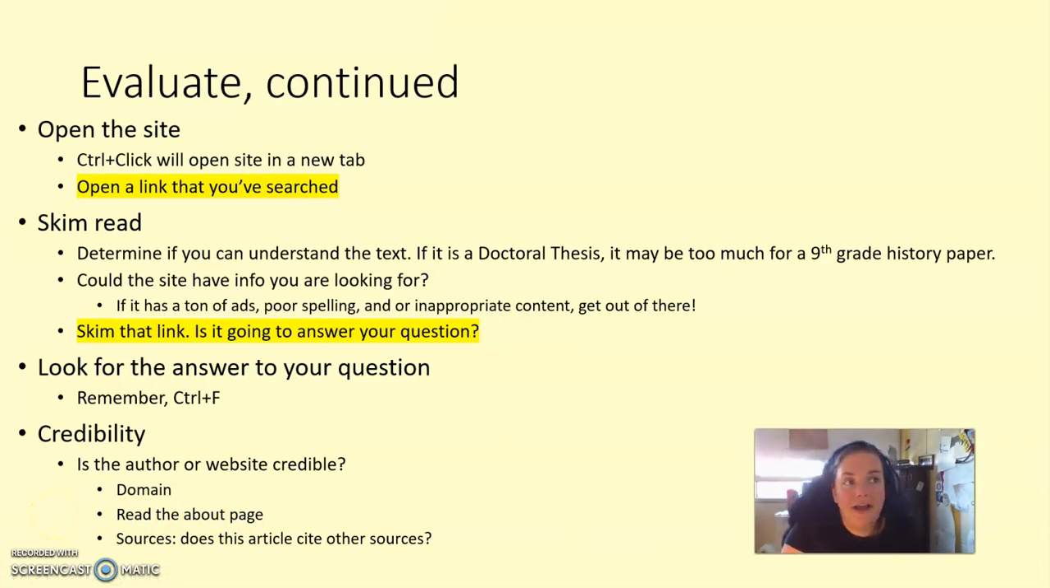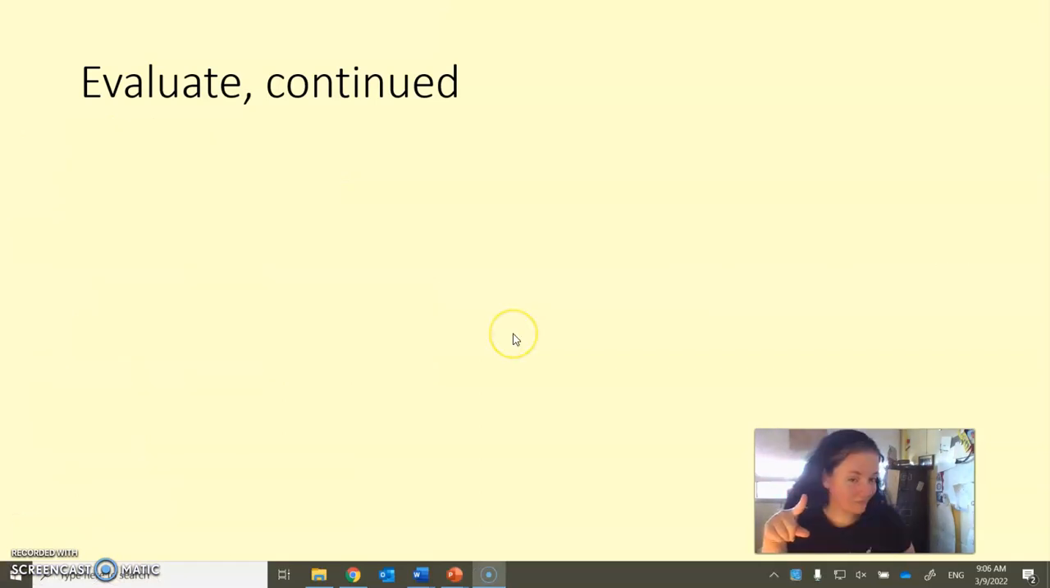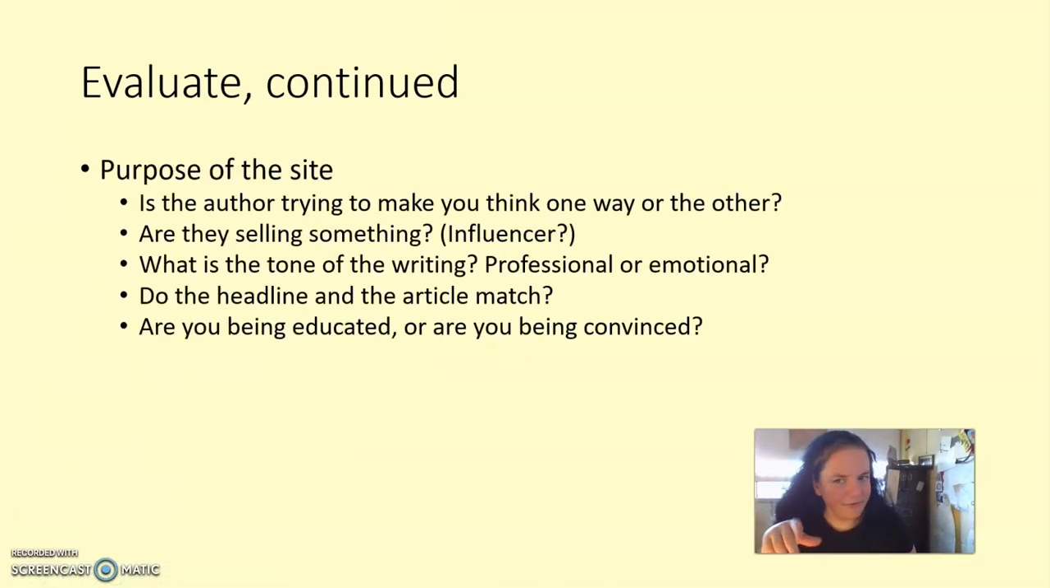All right, I'm going to have you pause me for about a minute so you can do what's in the yellow bars. And fantastic. Hope your evaluation went well.